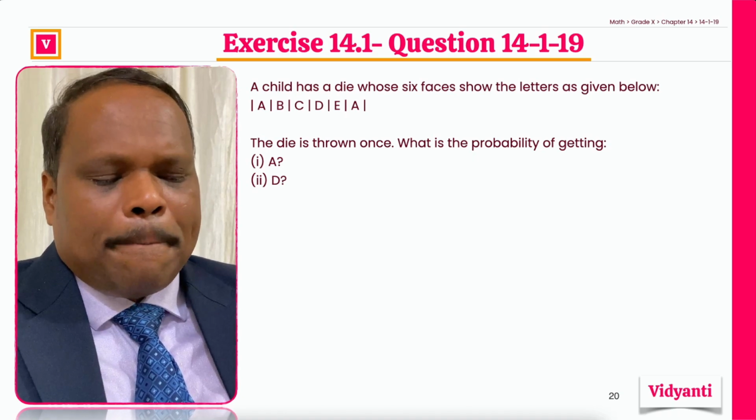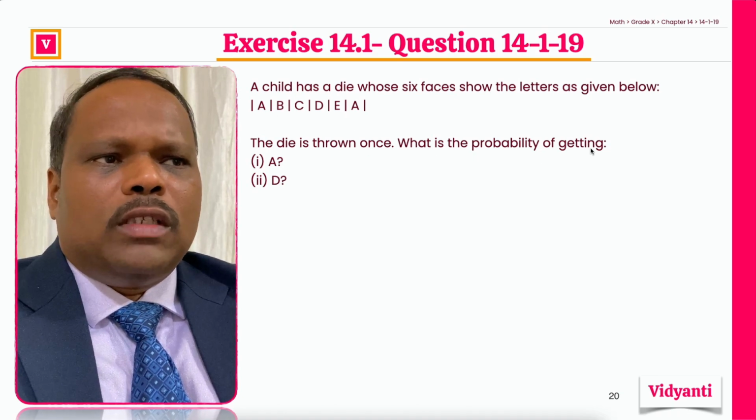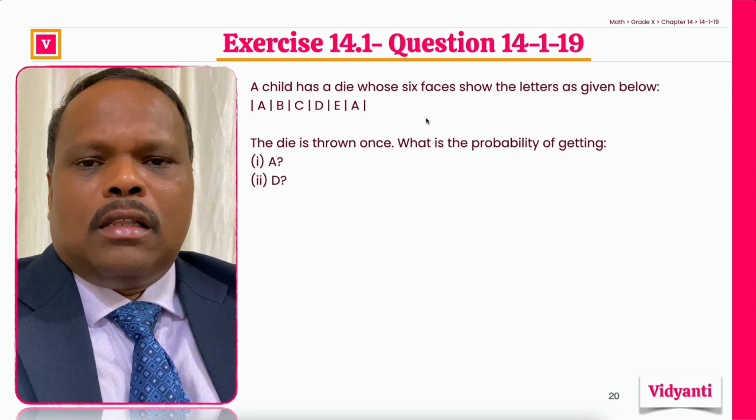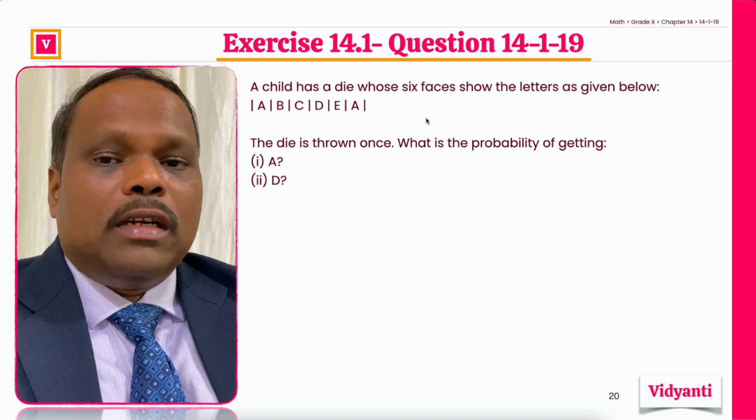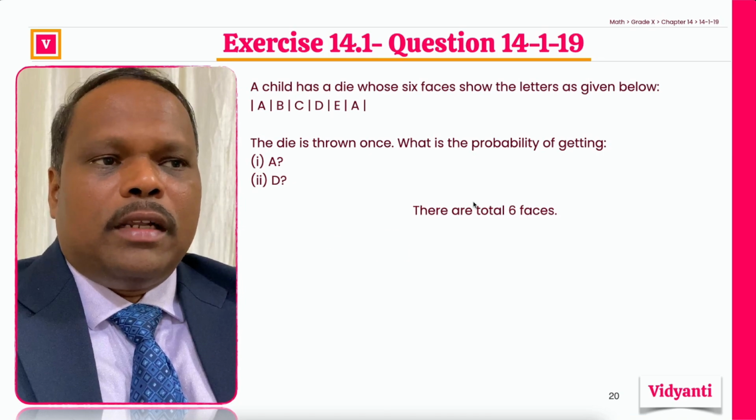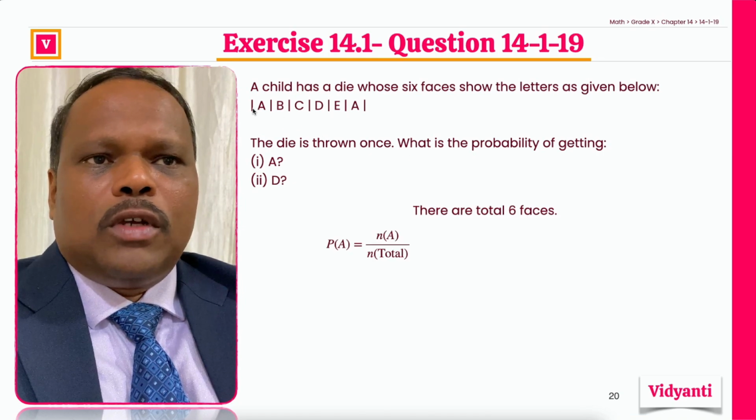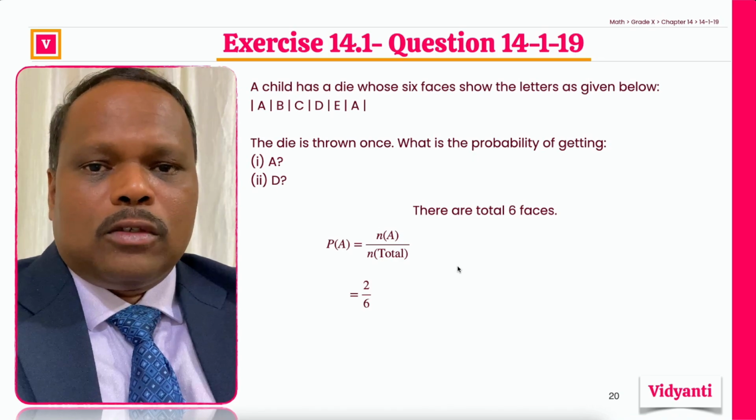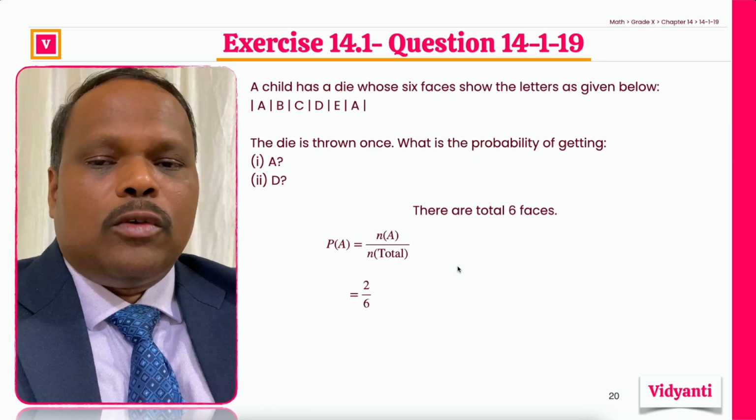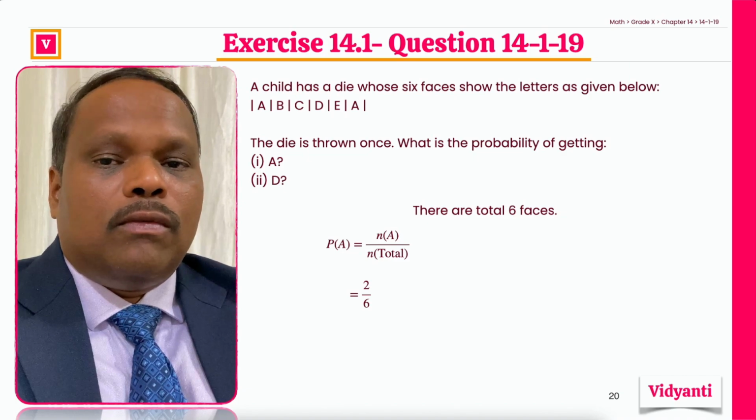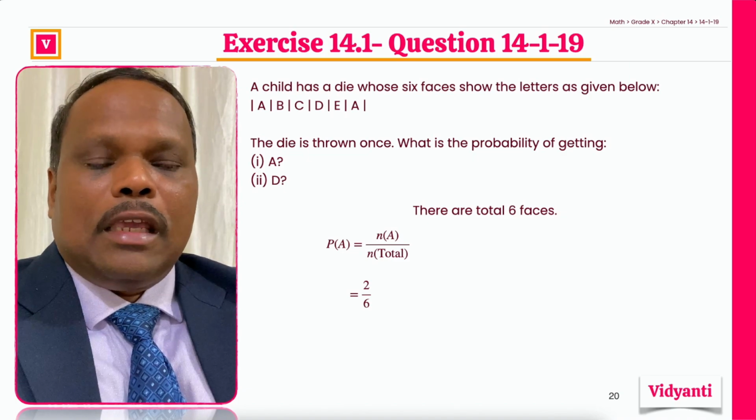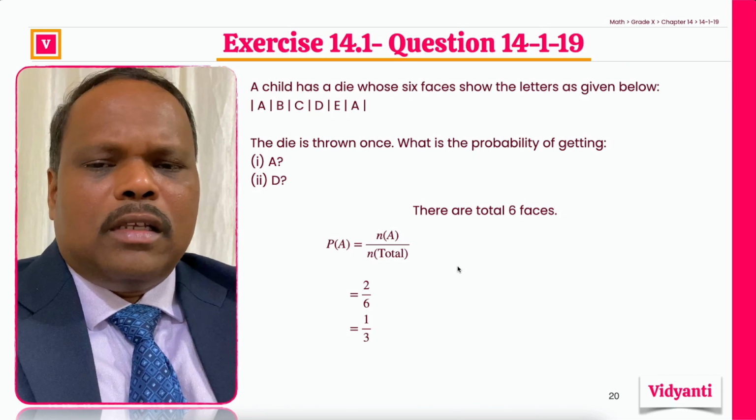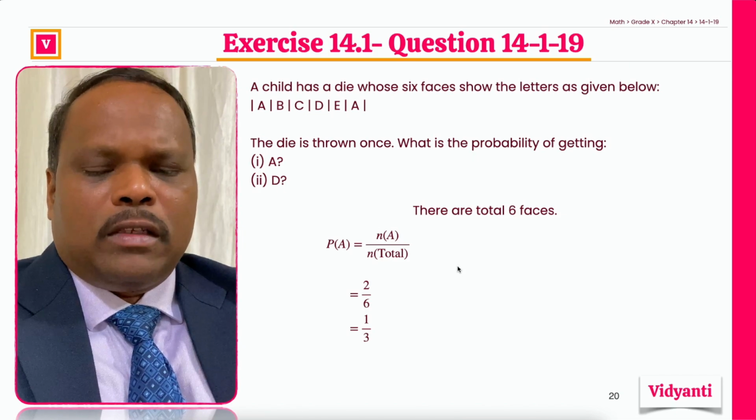So now the die is thrown once. What is the probability of getting A and D? There are 6 sides, so there are altogether 6 possibilities. Out of that, the number of ways you can draw A is 2. So out of 6, there are 2 A's. So 2 divided by 6 will be your answer for the first one, the probability of drawing A. That will be 1/3. And as far as D is concerned, D is not special. D has only one chance out of 6.